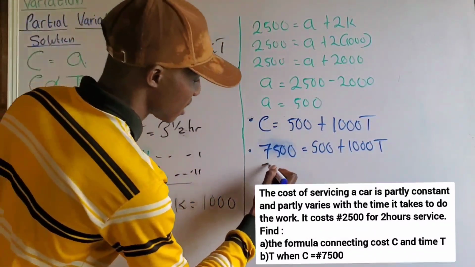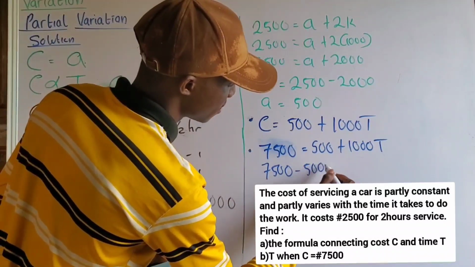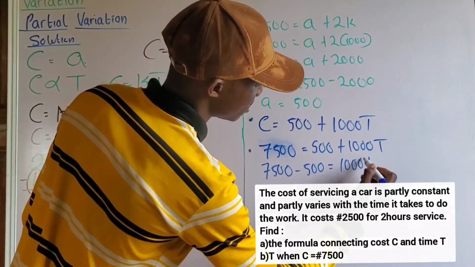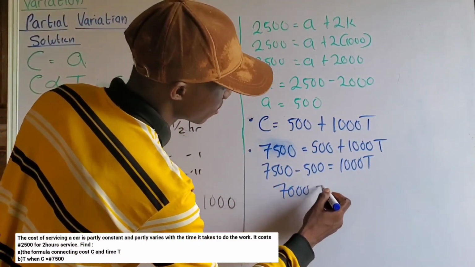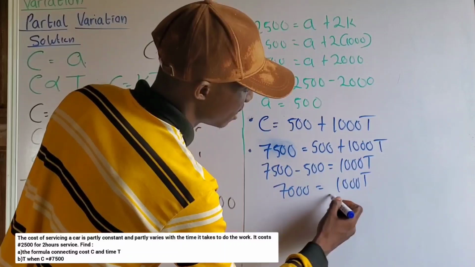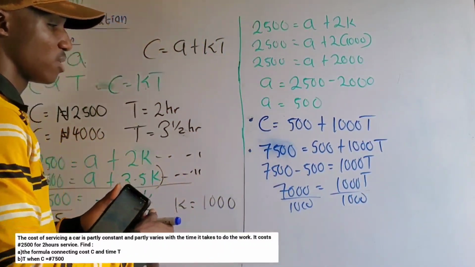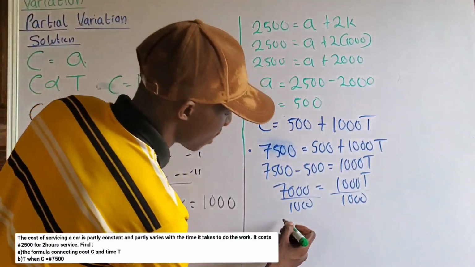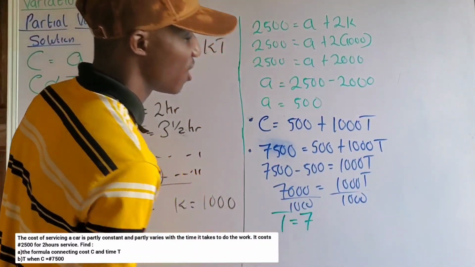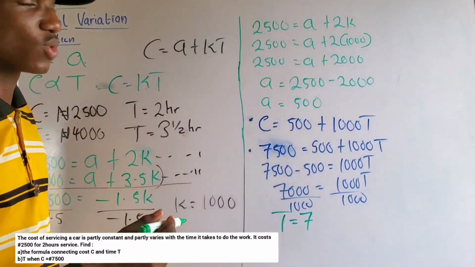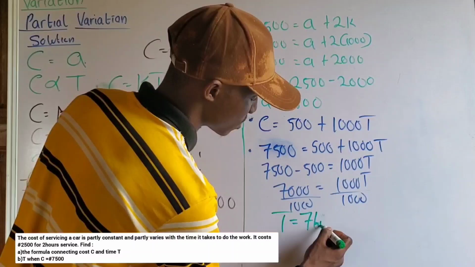I'm going to have 7,500 minus 500 equals 1,000 T. So this minus this, I'm going to have 7,000. 7,000 equals 1,000 T. Okay, divide both sides by 1,000 to get the value of T. So I'm going to have T equals 7. Now, because we are dealing with time, and the time is in hours, that will be 7 hours. Do you understand? Okay, T equals 7 hours.